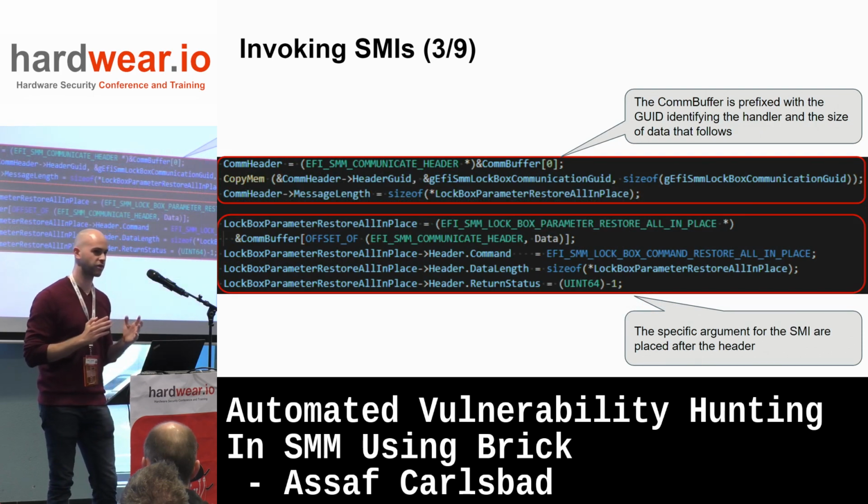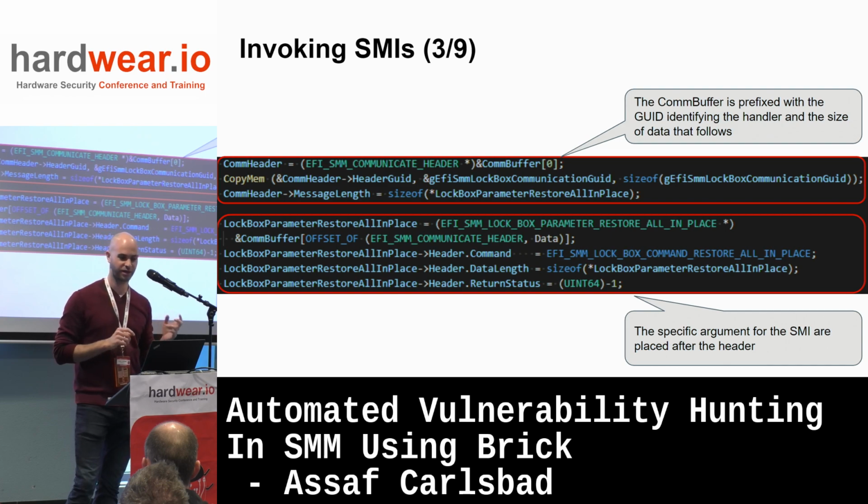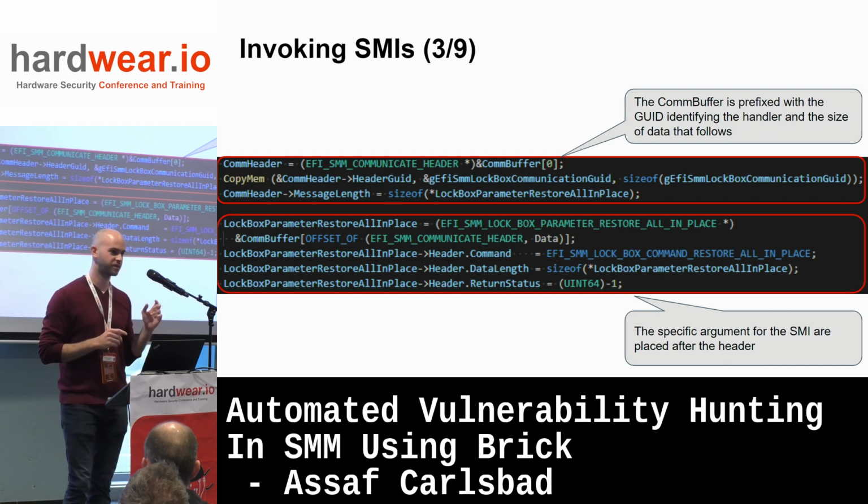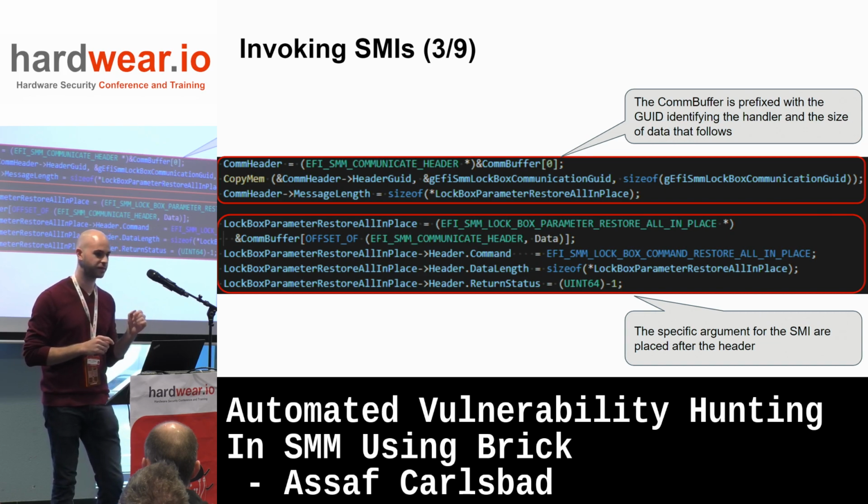Now, the contents of the communication buffer can be broadly divided into two categories. So first, we have a fixed size header that specifies the GUID of the handler we want to invoke, as well as the length of the data that follows. And afterwards, there is a variable size structure which holds the arguments that are tied to the particular type of SMI we are invoking.